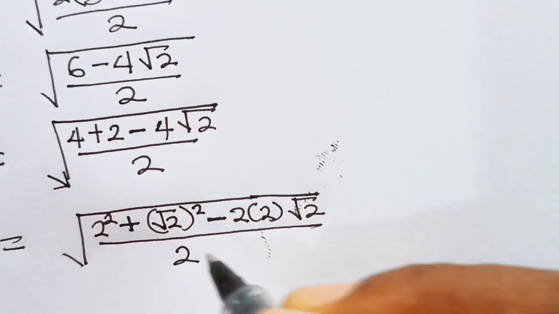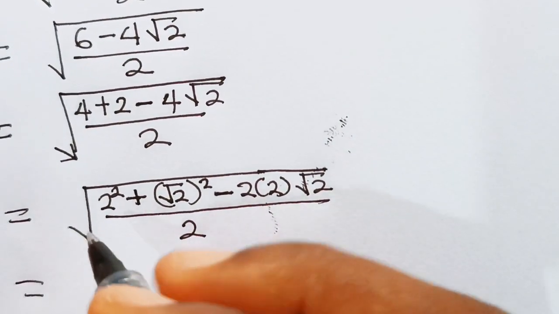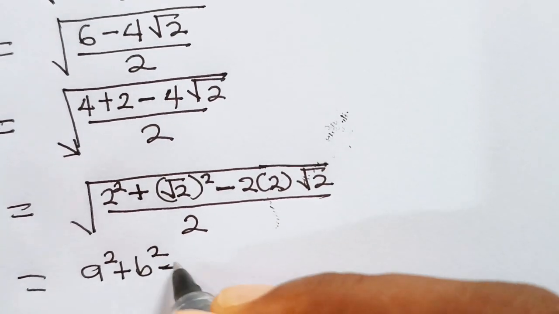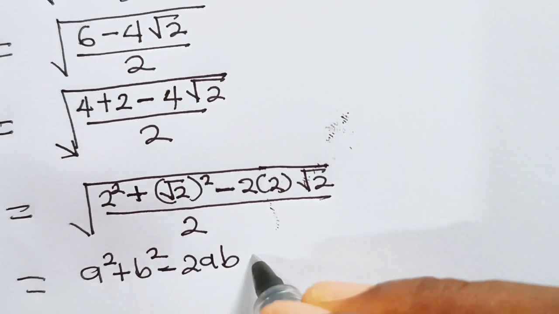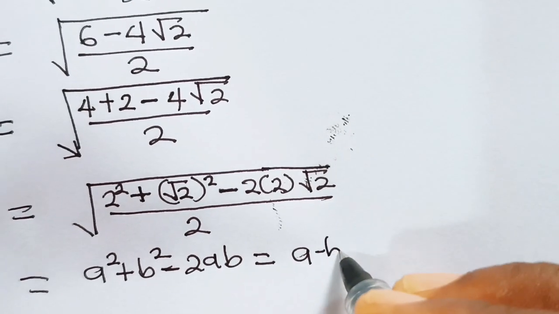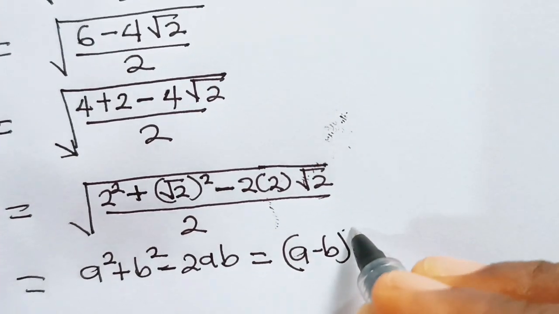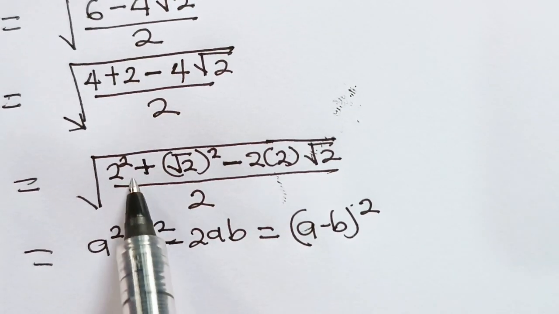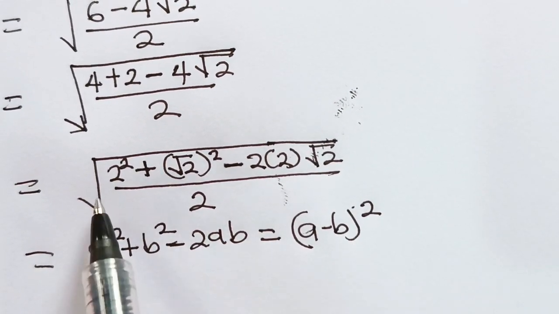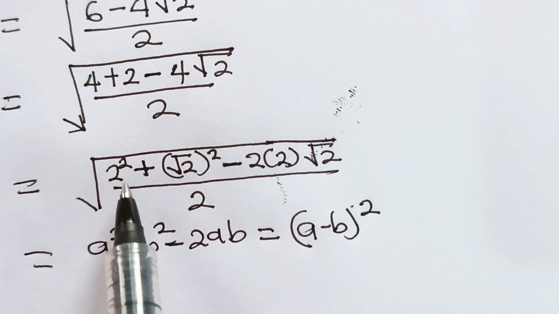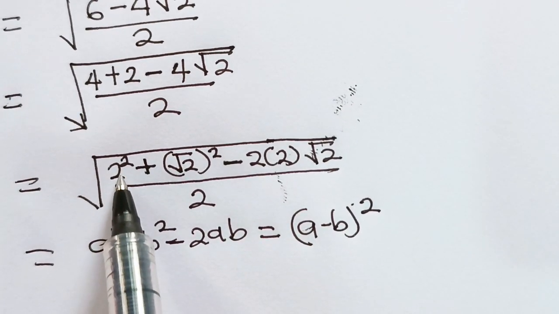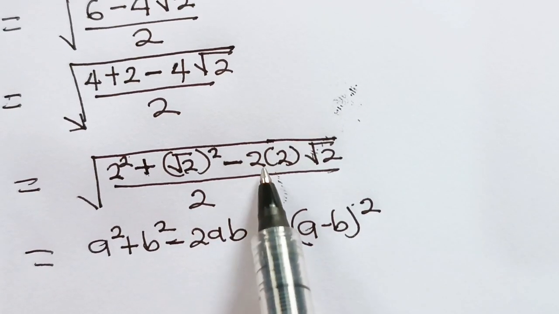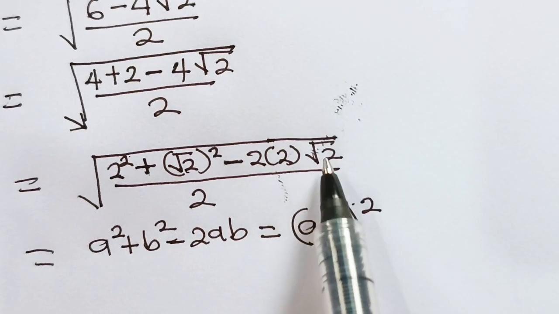divided by 2. Now remember that a squared plus b squared minus 2ab is equal to a minus b raised to the power of 2. Now, if we compare this to this, this is 2 squared. It means that our a is 2, because this can be written as 2 squared plus root 2 squared minus 2 times 2 times root 2.